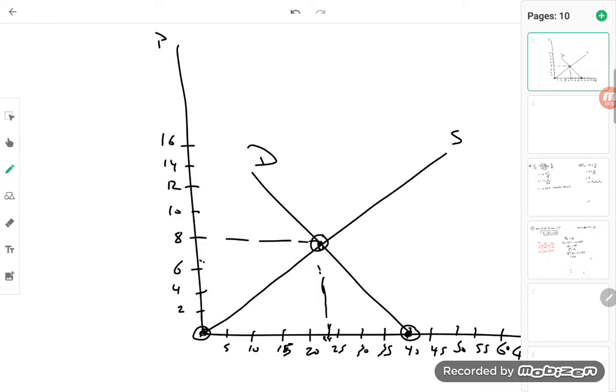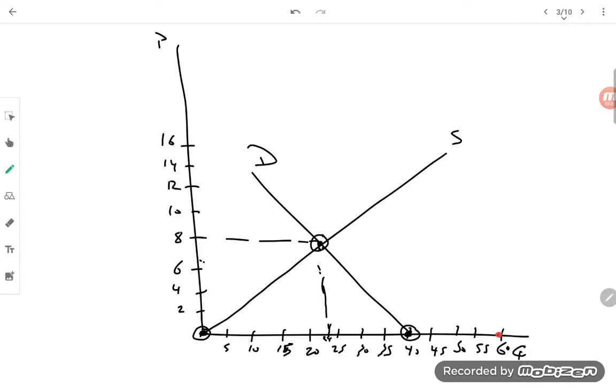When price is 0, quantity is 60. When price is 16, quantity is 28. So this is the new demand function.